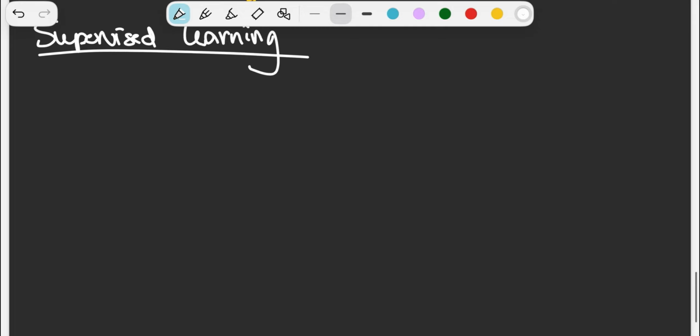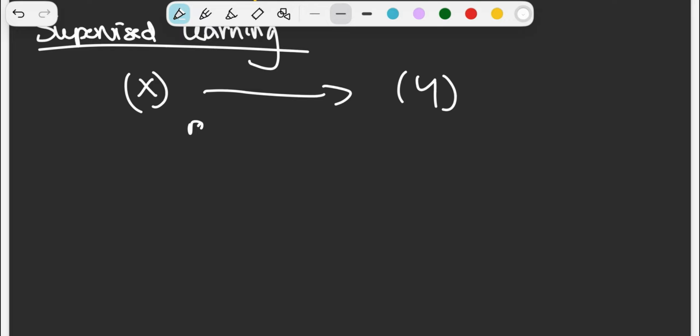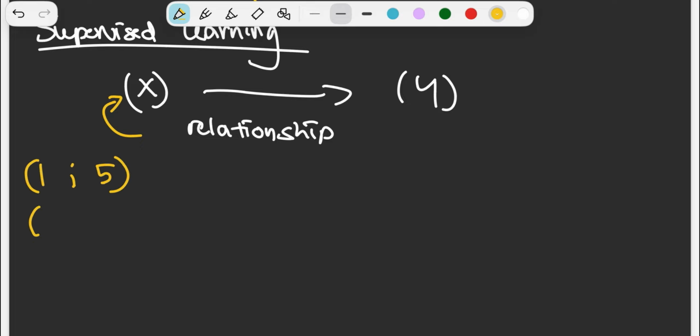Okay, so with supervised learning, you basically have values of x, right? So values of x are values that you have, and then you have values of y. Okay, and your goal is to find the relationship. Okay, so I can give you, it's very simple. I can basically say x is the input, so it can be 1, y is the output, it can be 5. X is the input, it can be 2, y is the output, it can be 5.